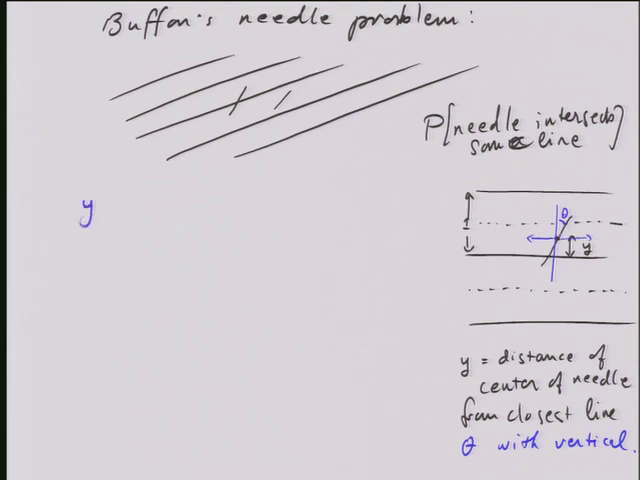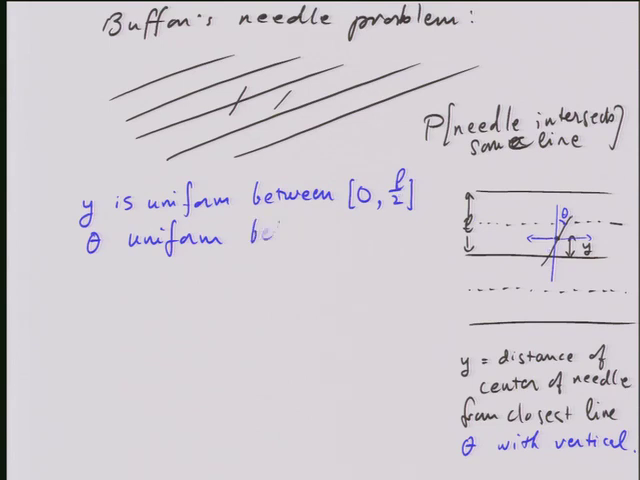So what I have is that y is uniform between 0 and 1/2. And theta is uniform. I think in the notes, these lines are not one apart but L apart. So just to be consistent with the notes, let's just make it L. So y is uniform between 0 and L over 2. Theta is uniform between minus pi over 2 and pi over 2.